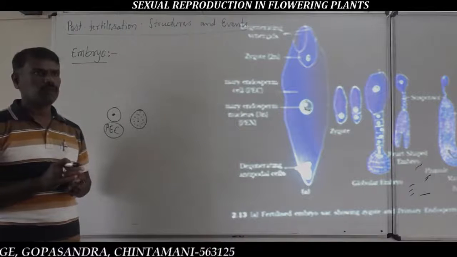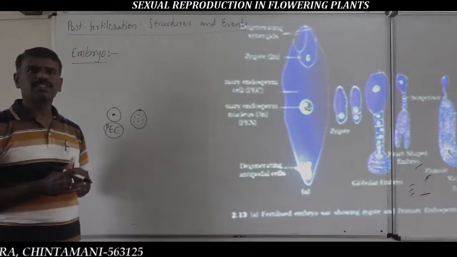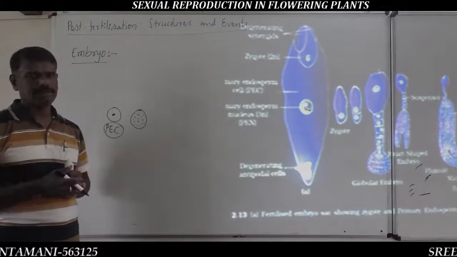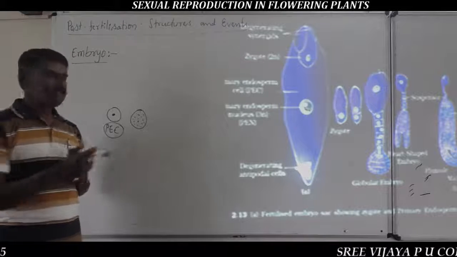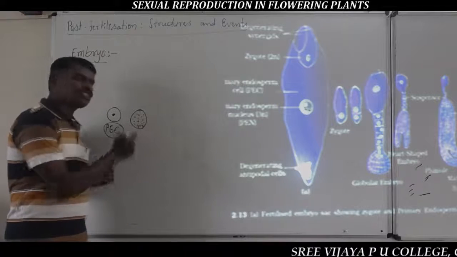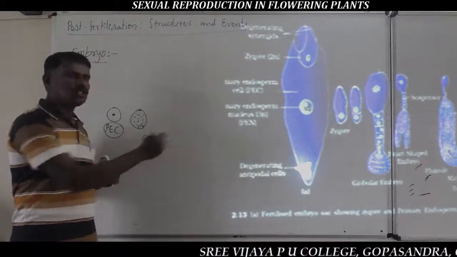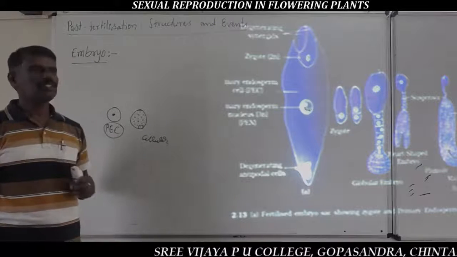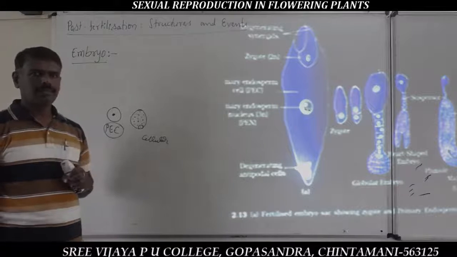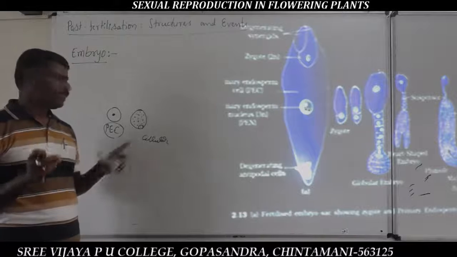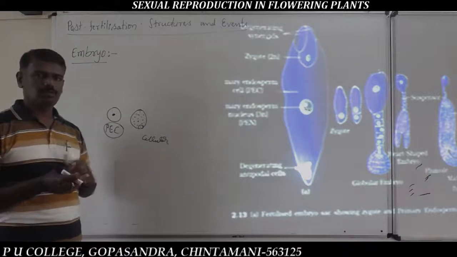An example of free nuclear endosperm is coconut water. It consists of many nuclei. Later, those nuclei may form cross walls, which leads to formation of cellular endosperm. An example is coconut meat or coconut kernel. So later, the free nuclear endosperm is converted into cellular endosperm.